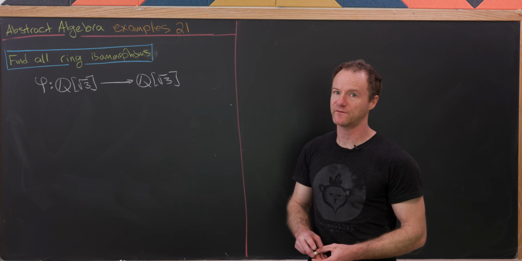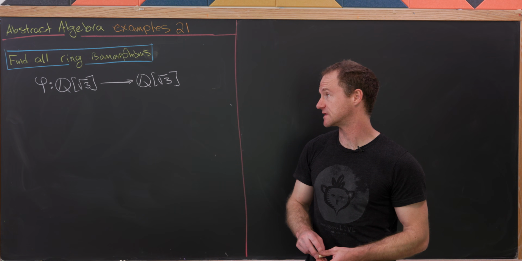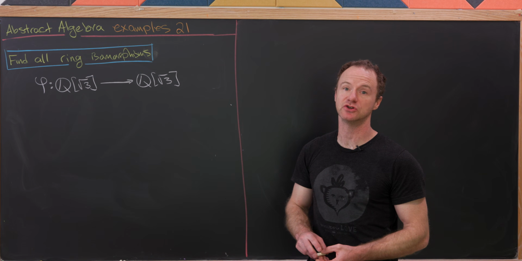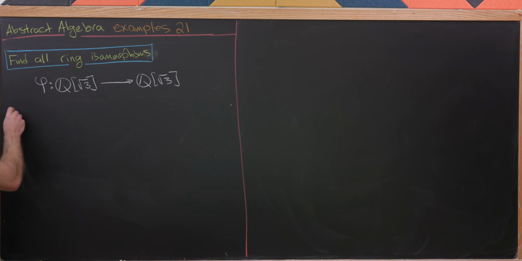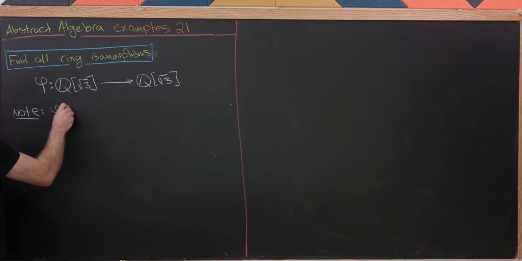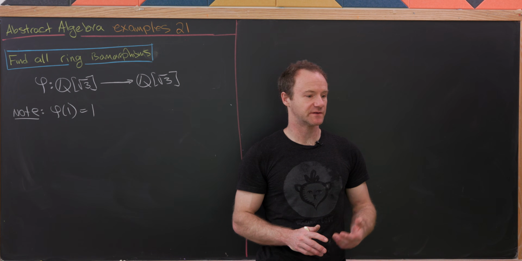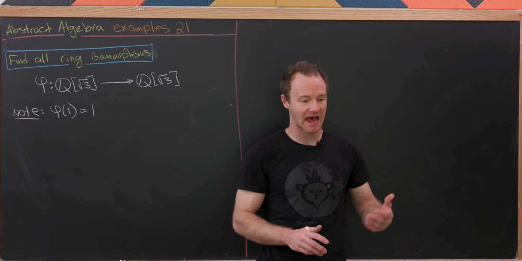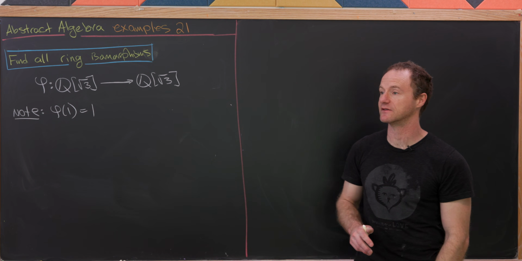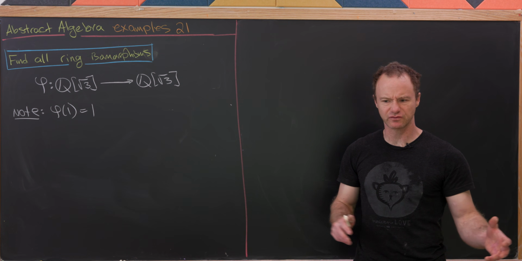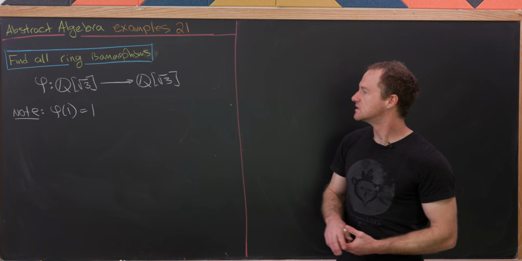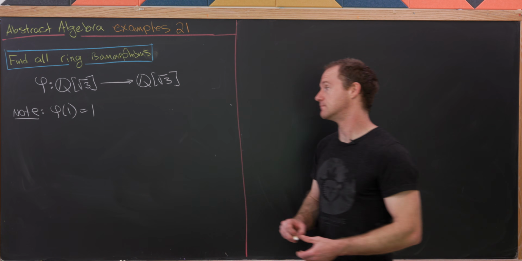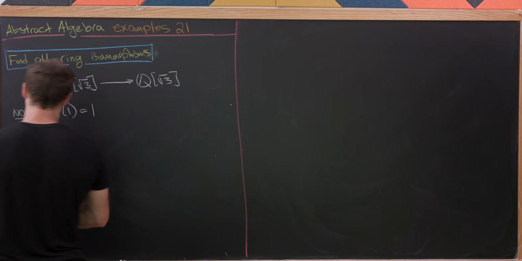For our next example, we'll find all ring isomorphisms from Q adjoin root 3 to itself. Okay, so let's first notice that phi of 1 must be equal to 1. And that's because in a ring isomorphism, the multiplicative identity has to be mapped to the multiplicative identity. You could just restrict this to the group of units and see that. Okay. So we know that phi of 1 must be mapped to 1.